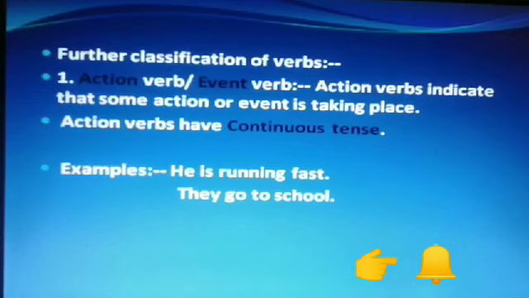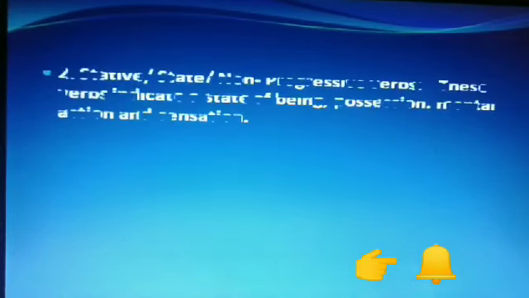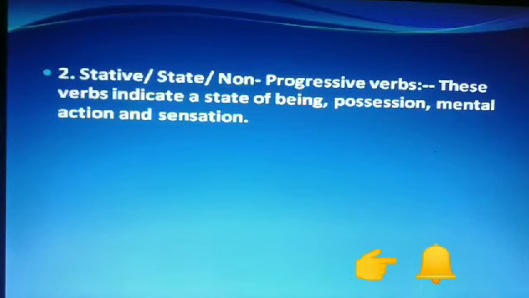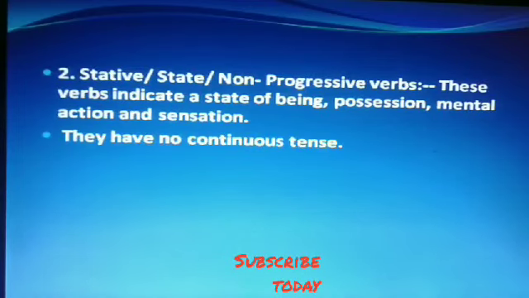Stative verbs, state verbs, or non-progressive verbs. These verbs indicate a state of being. The condition or the description of something is the state of being. Possession, to have something, mental action, doing some mental activity, and sensations. Sensations, you know, taste, feeling, seeing, like those things. We have 5 sense organs, and those 5 sense organs give us sensations. So these things, when we describe them with a verb, that is a stative verb or non-progressive verb. They have no continuous tense, so they are called non-progressive verbs because they do not have any continuous form, any continuous tense.